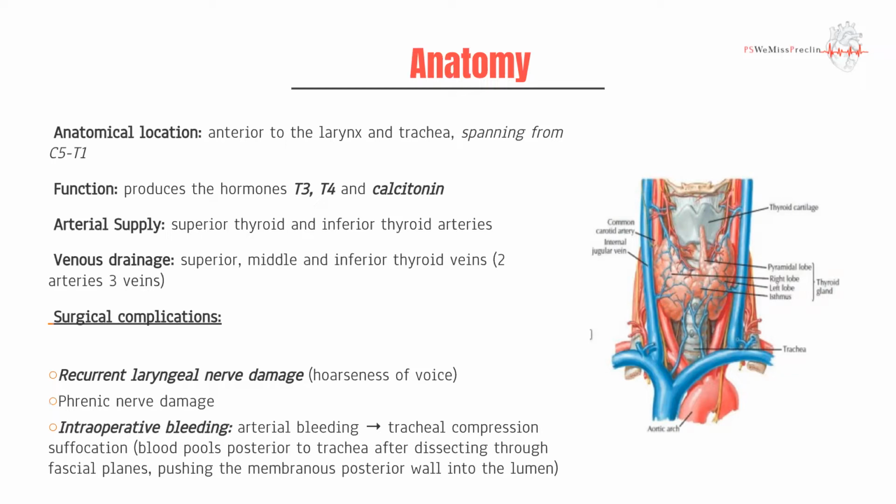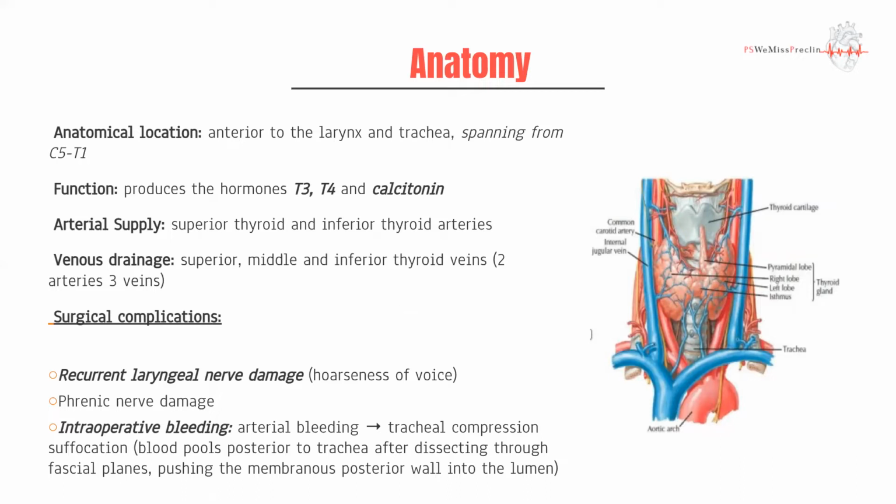A few surgical complications when it comes to anatomy that you should know of is firstly damage to the recurrent laryngeal nerve that runs very closely to the thyroid and can cause hoarseness of voice. You can also damage the phrenic nerve that can be associated with hemiparalysis of the diaphragm.